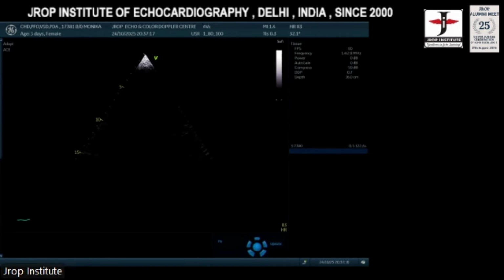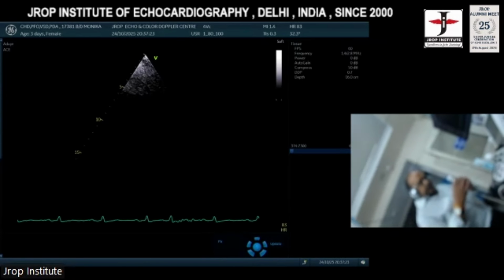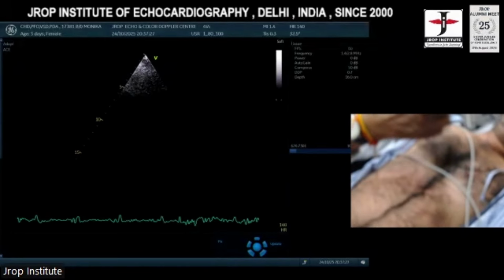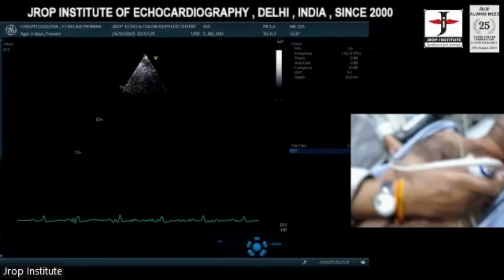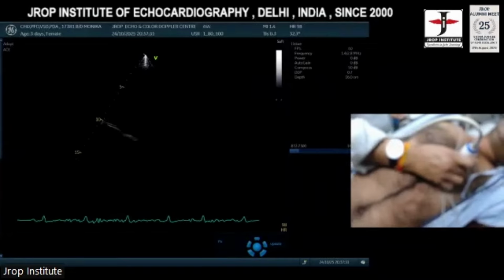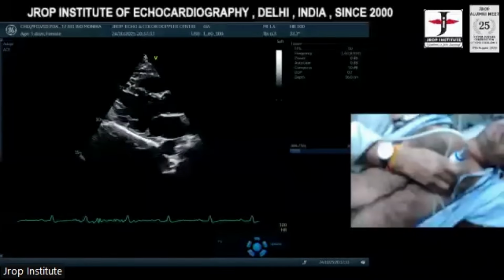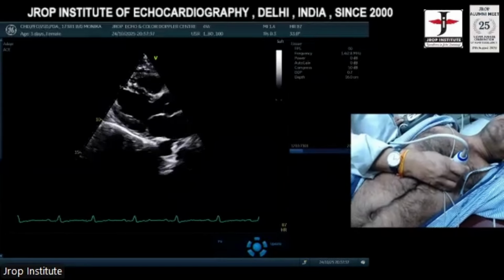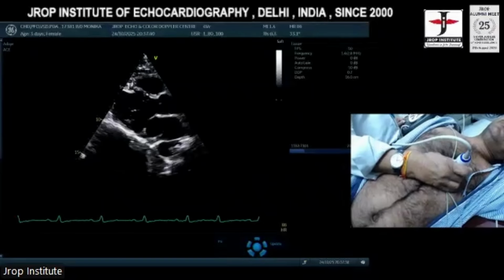Correct? So the subject has come. Let me show him the flash window. Now I'm going to the flash window again. Remember, whenever we do 2 dimensions echo, it should be perpendicular. Whenever we do a Doppler, it should be parallel.